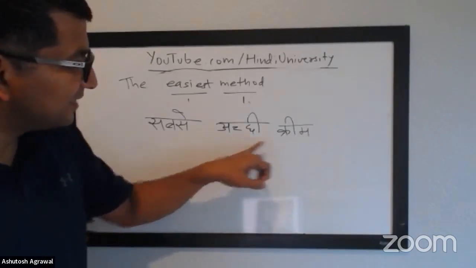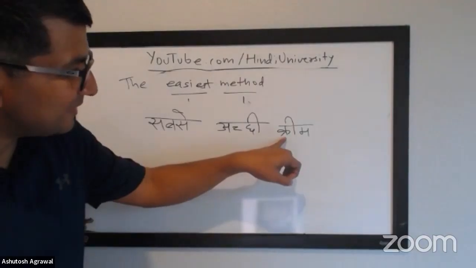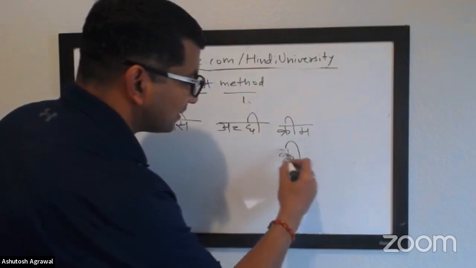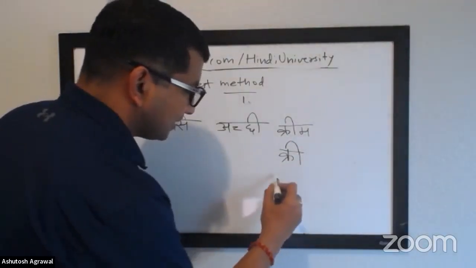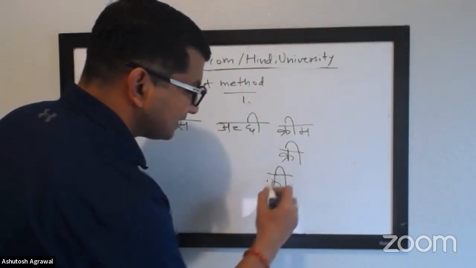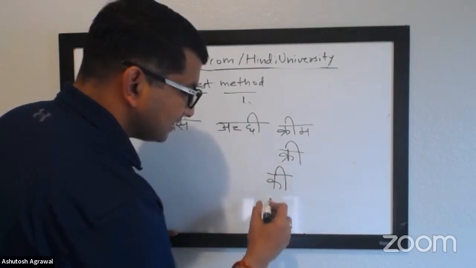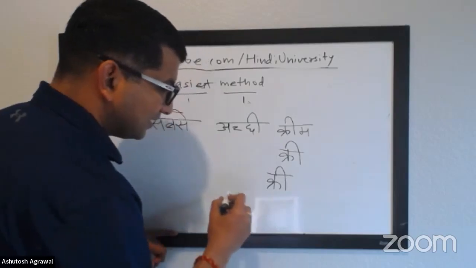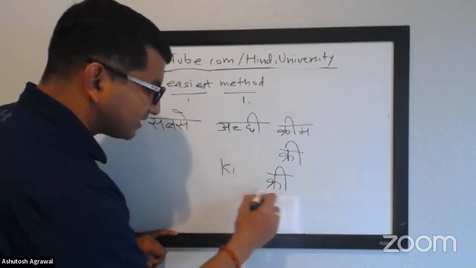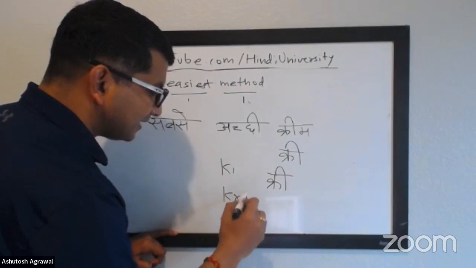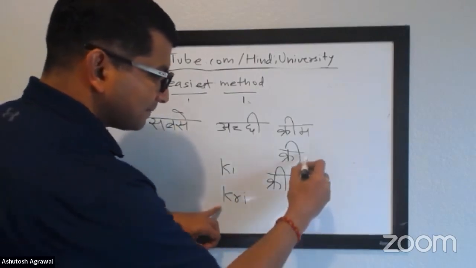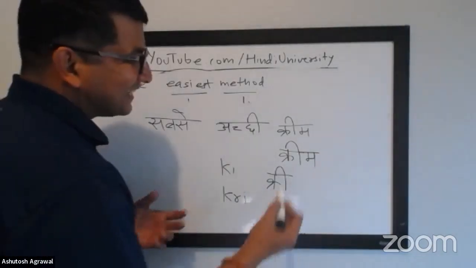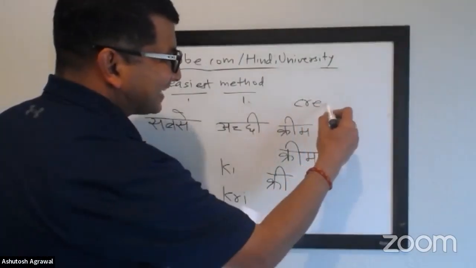सबसे अच्छी क्रम. One more time. क्रम. Okay. And then the E sound. की. Kiram, is it? And this half R makes Cree. Cream. Oh, it's cream. Oh, sorry. I'm really sorry. That's right. So सबसे अच्छी cream.